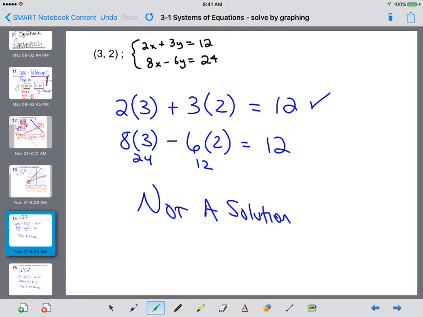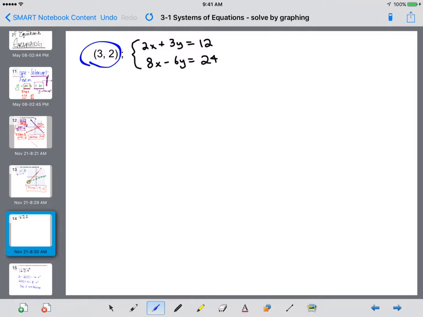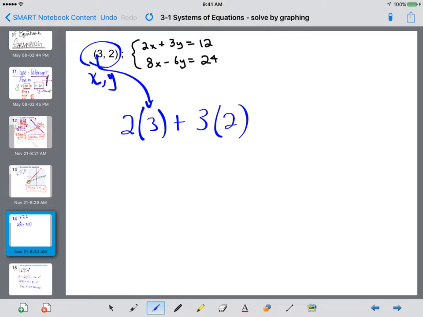Okay, one last example here, ignore that for a second. If we need to check to see if that ordered pair is a solution, so we have 3, 2, we need to check to see if it's a solution. I'm going to plug these values, this x value and this y value, into the equations. So the top one is 2 times x, so I'm going to do 2 times 3, plugging the x value in for the x, plus 3 times 2 for the y. So I get 6 plus 6, which is 12.